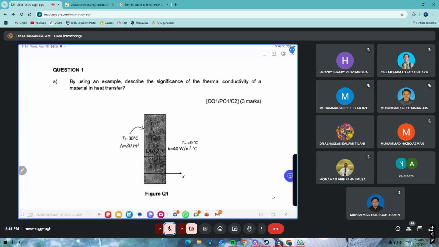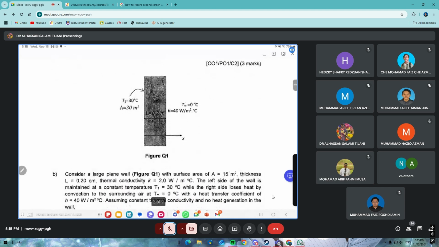So you need to explain and say that thermal conductivity of a material is a measure of how fast heat will be conducted in the material. So an example is that very poor conductors have low thermal conductivity. And then we move on to this question.